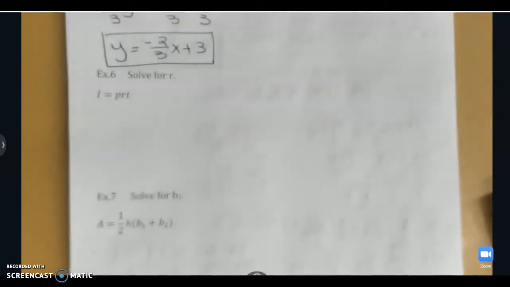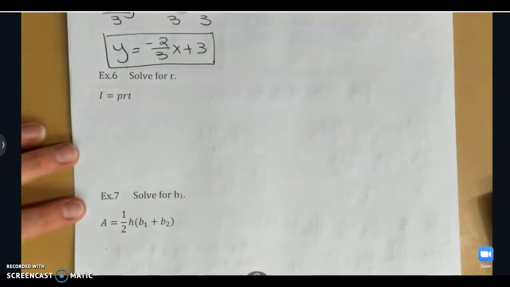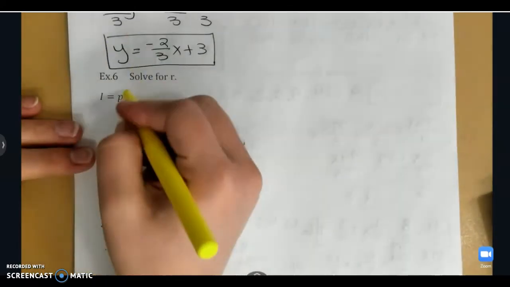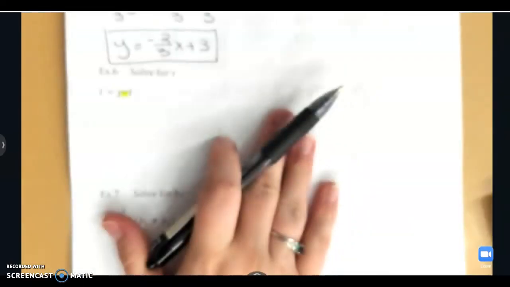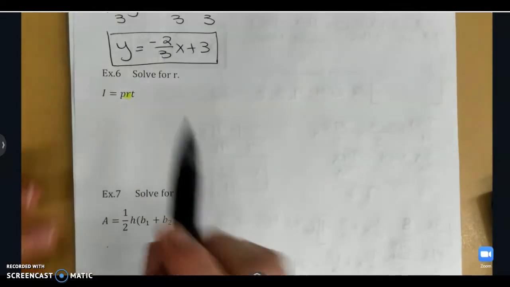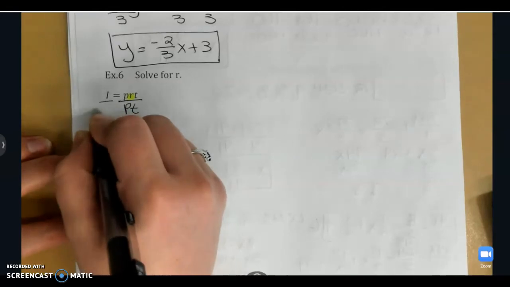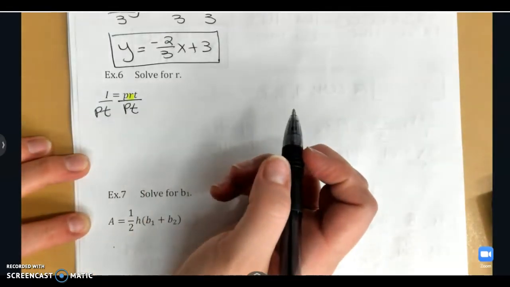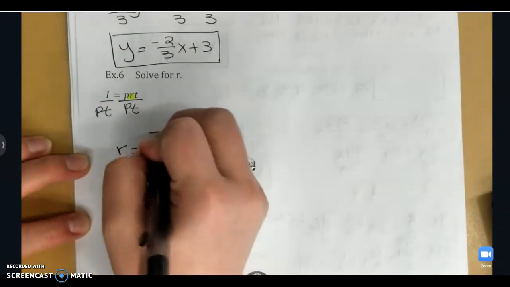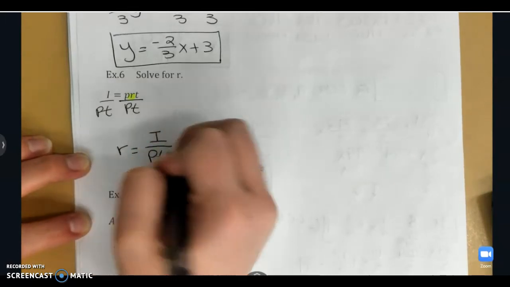All right. So there are other cases where we have more than 2 variables even, and on this example 3 we want to solve for r, meaning we want to get r by itself. So r is this term here in the middle, and I'm going to highlight it, and I want to get it alone. So everything on the right side has been multiplied by itself. So to get rid of it, you do the opposite operation, which is division. So I'm going to divide both sides by pt, and I find that r is equal to I over pt. Okay.